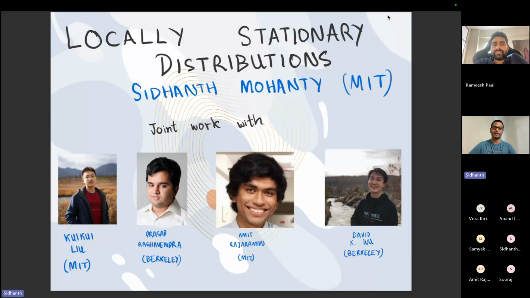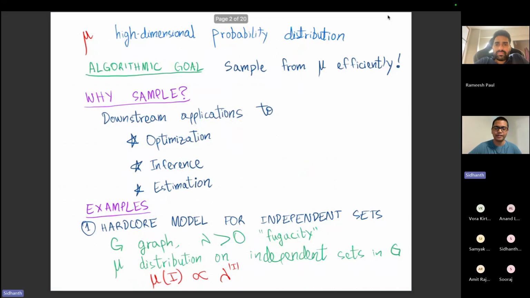Okay, so now I'll dive into the technical part of the talk. In the setup, think of mu as being a probability distribution, and think of it as being high dimensional, for example on the Boolean hypercube or in high dimensional Euclidean space. A common algorithmic goal in the study of algorithms is to sample from such high dimensional probability distributions with an efficient algorithm. The reason people care about this algorithmic primitive of sampling from a distribution is because it has a bunch of downstream applications.